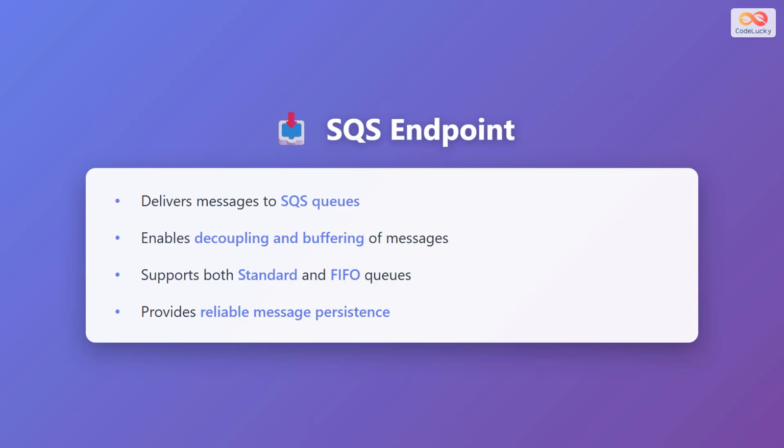SQS endpoints deliver messages to Simple Queue Service queues, enabling message buffering and decoupling between publishers and consumers. This combination of SNS and SQS provides reliable message persistence, meaning messages are stored in the queue until they're successfully processed. SQS supports both standard queues, which offer high throughput and at-least-once delivery, and FIFO queues, which guarantee exactly-once processing and message ordering. Using SQS as a subscriber is particularly valuable when you need to handle traffic spikes, implement retry logic, or process messages asynchronously without losing data if your consumers are temporarily unavailable.